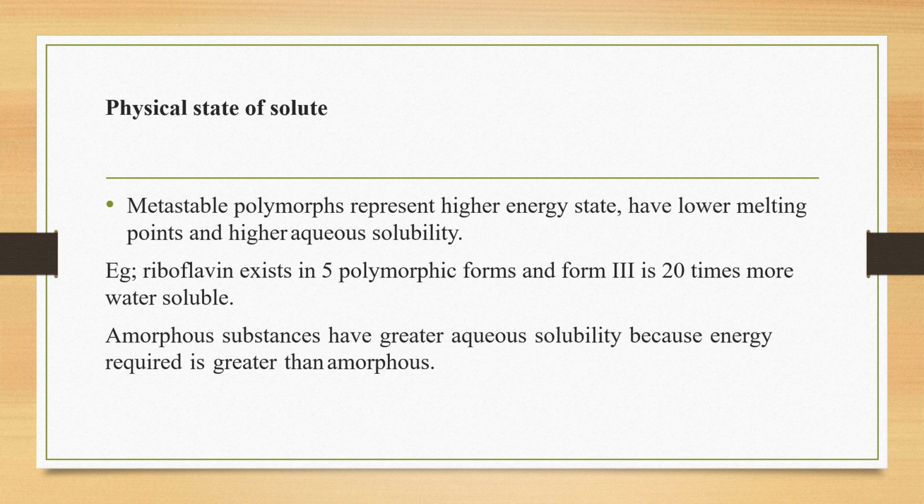So you can write with the help of an example. Riboflavin, we know it is a vitamin. It exists in 5 polymorphic forms. And among these 5 polymorphic forms, form 3 is 20 times more water soluble.